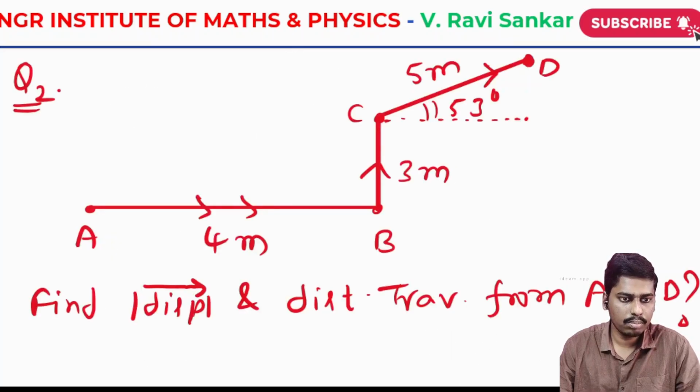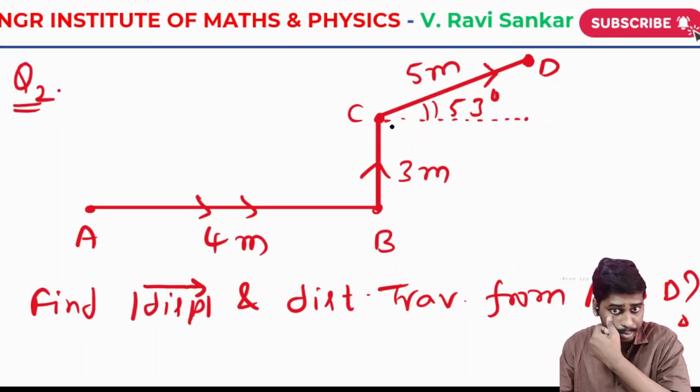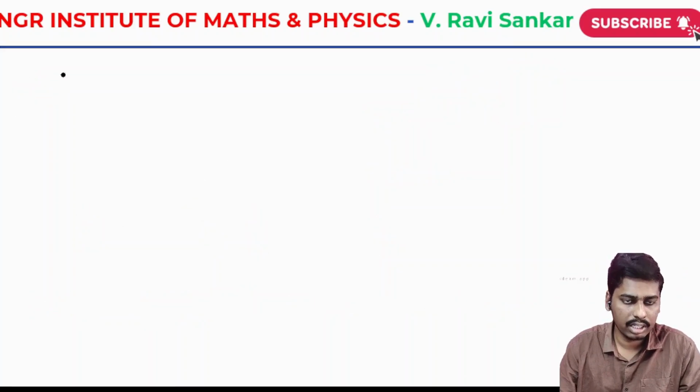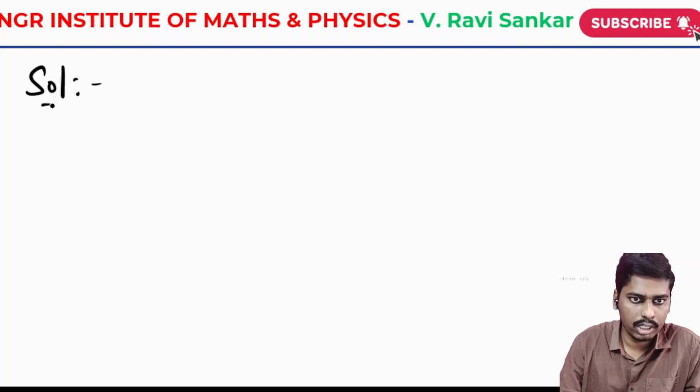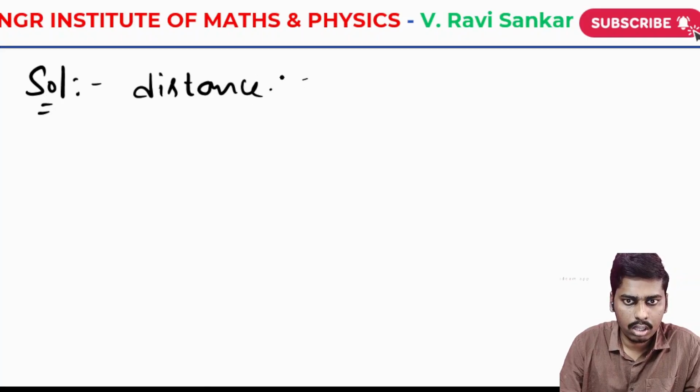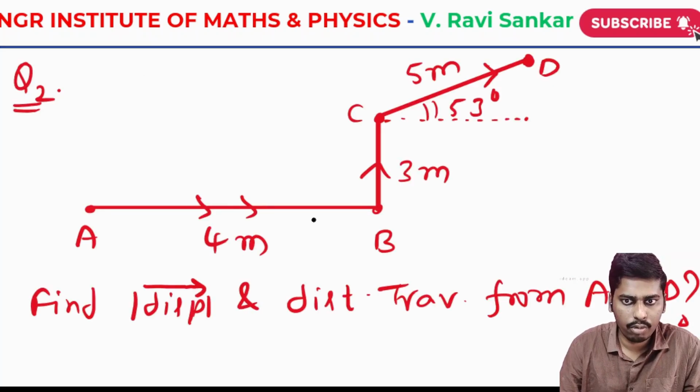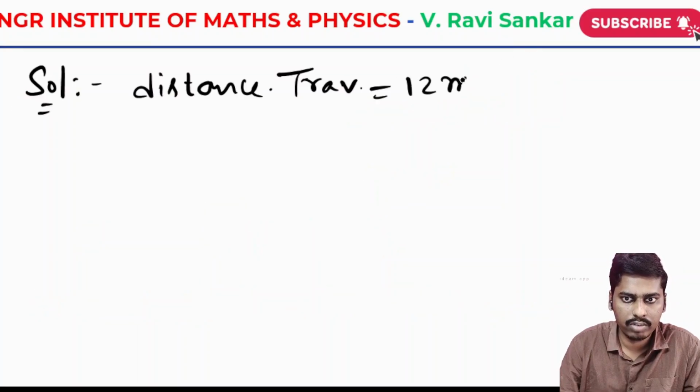Okay, solving the next problem. We need to calculate the displacement vector and the distance. Distance is so simple, you can easily calculate it first of all. The distance traveled is simply 4 plus 3, 7, 7 plus 5, 12 meters. That's it, it's very simple.